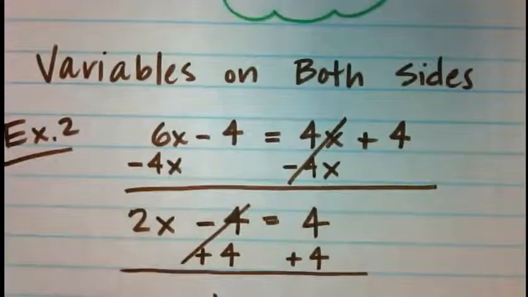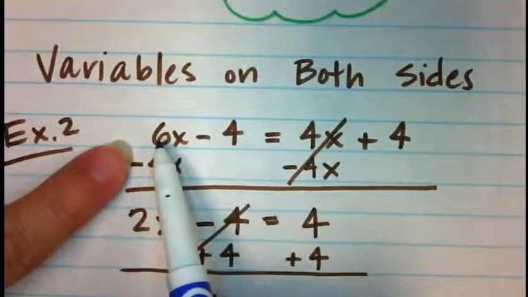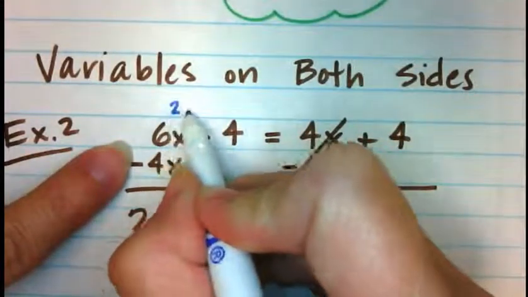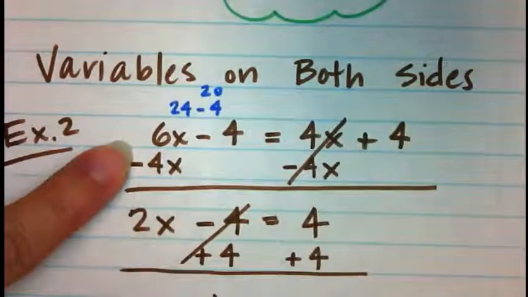If I want to check this, then what I'm going to do is go back up to the top, and I'm going to fill in a 4 for x. So this is going to be 6 times 4. So that would be 24 minus 4, which would equal 20.